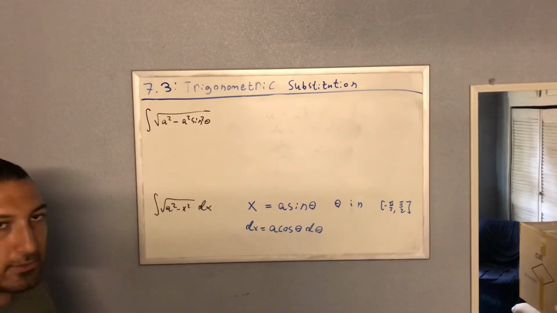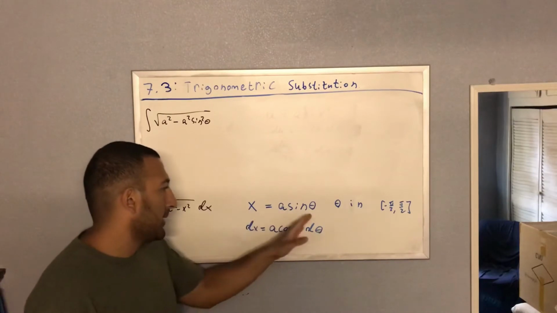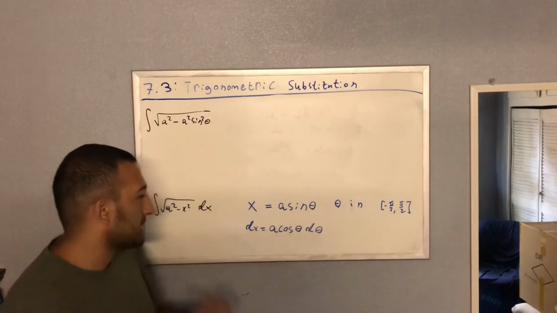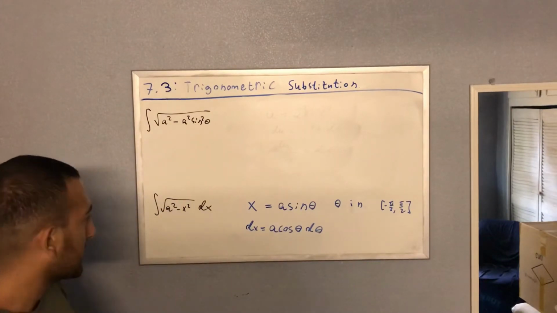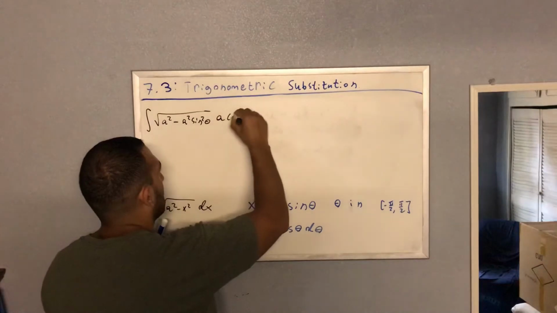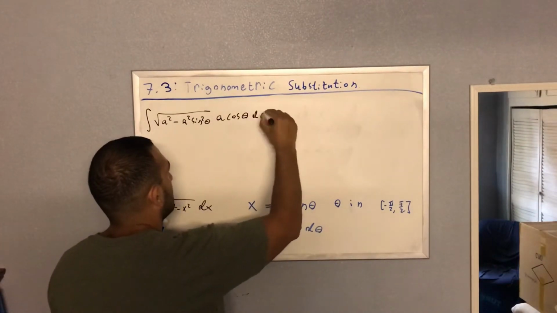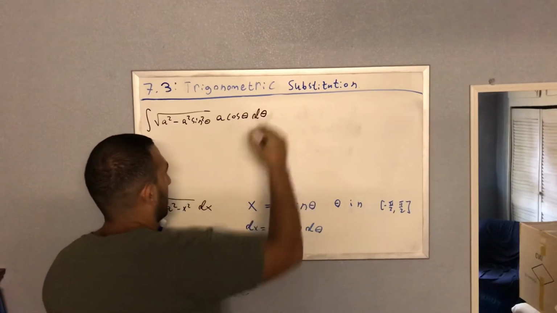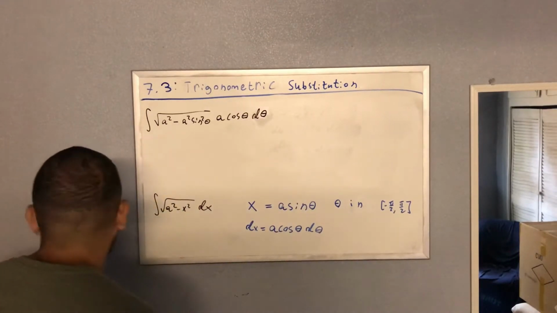So remember, every time you do this, you just take the derivative normally of this and then tack on d whatever the variable is, so in this case theta, and x turns into dx. So then we get a cosine theta d theta out of this. Okay, so we've transformed our integral to this one.